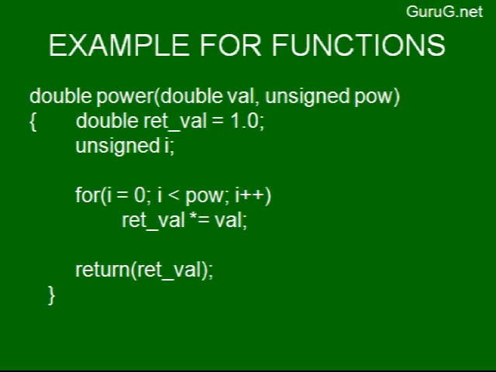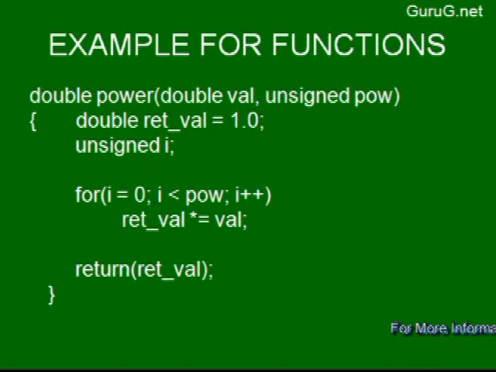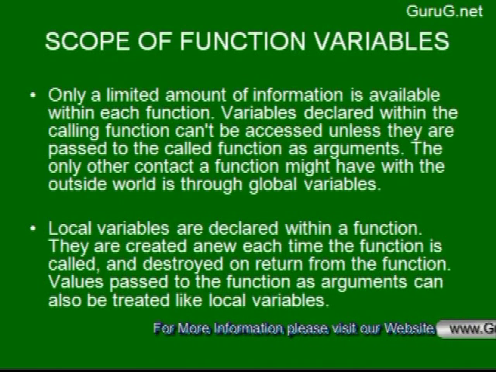You can see the return value is initially 1.0, and for the first time I am assigning the value, and that is multiplied by that particular value, and this will be stored in the return value itself, and finally you are returning the return value, and this will be returned to the calling function. This is a simple example for functions.